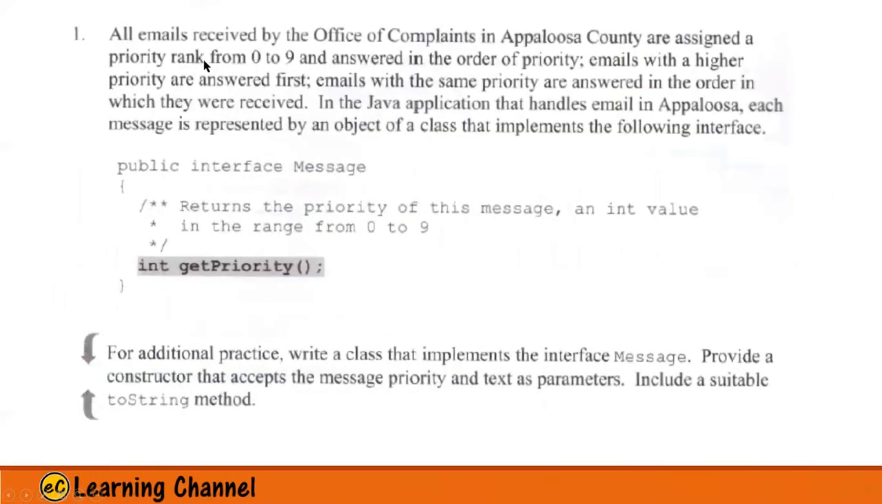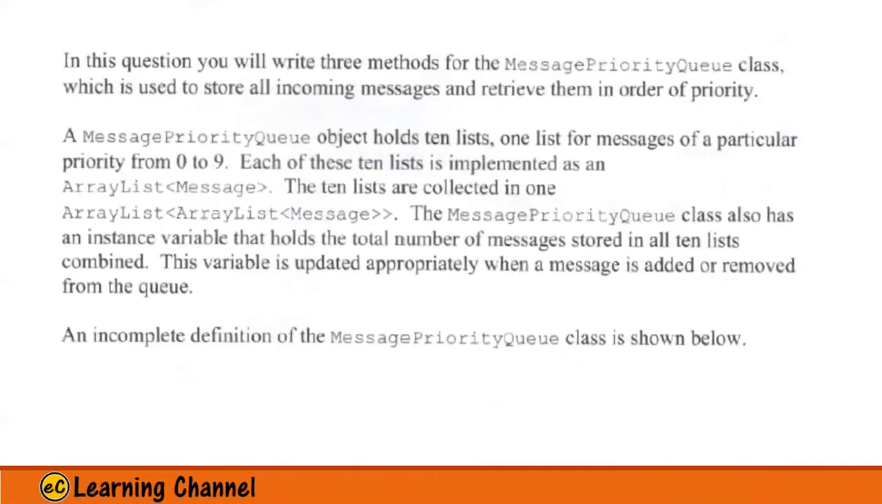First question is related to emails received by the Office of Complaint for a certain county. So we have an interface Message. Whenever we see an interface, that actually means there will be some concrete class that needs to implement certain methods defined in this interface. So be prepared to write this function or implement this function.